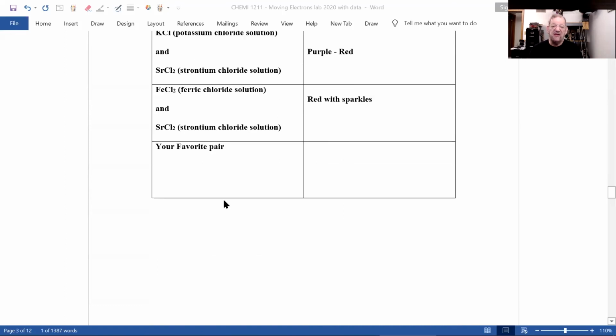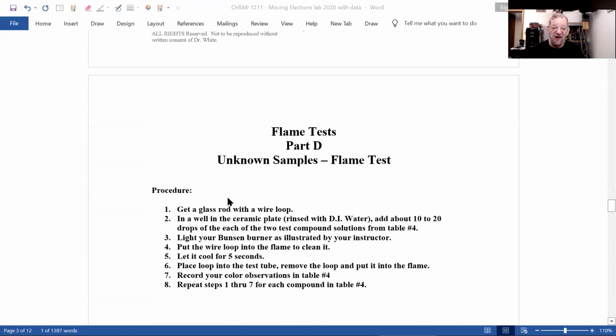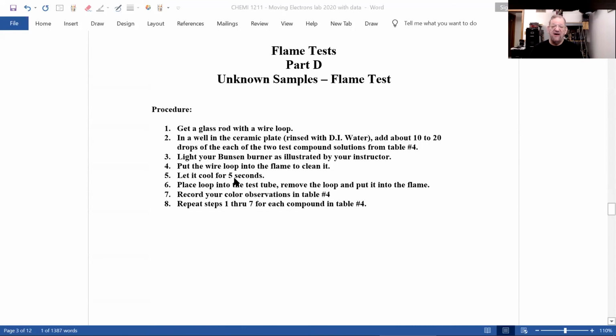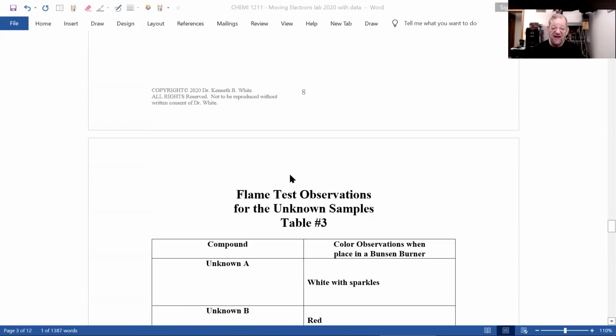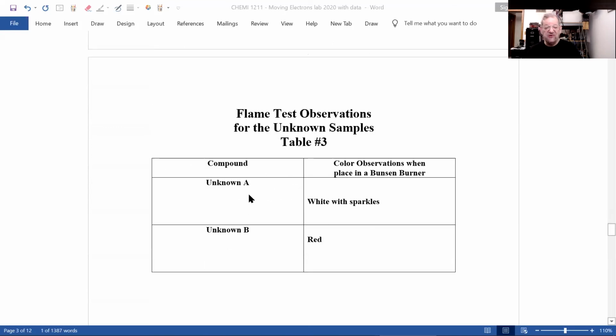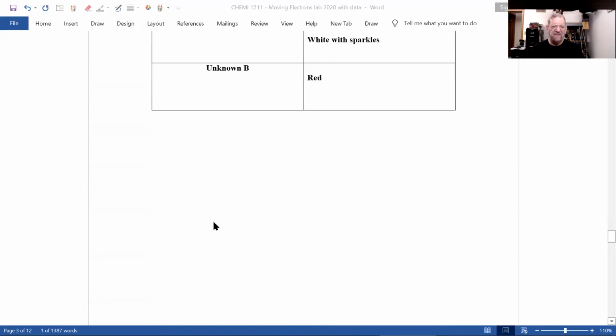Now, to make this lab exciting, there's an unknown sample. And in real life, certain compounds are identified, like what the police do. One of the ways to identify is by flame ionization test. And today you'll be doing the unknown, and you would do the same thing. And here we have not one, but two unknowns. Unknown A, notice I'm being very creative with the name, and unknown B. Unknown A has white with sparkles. Unknown B is red.